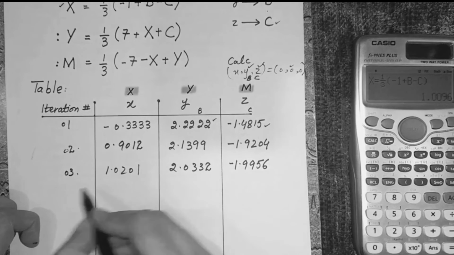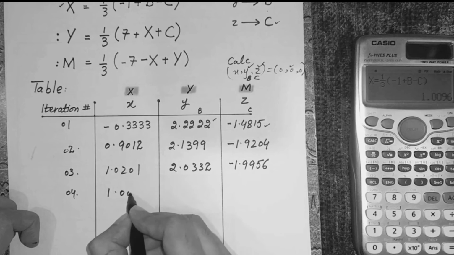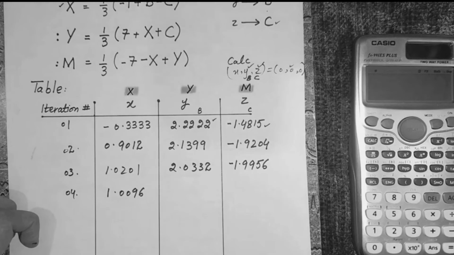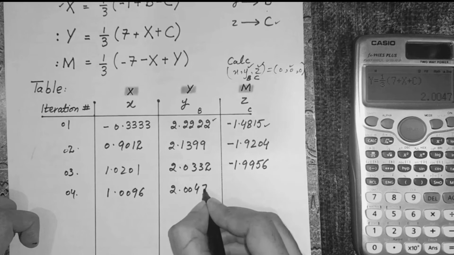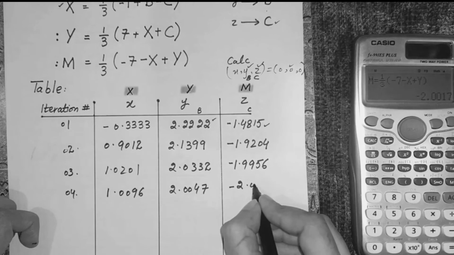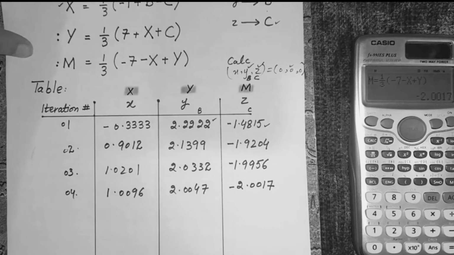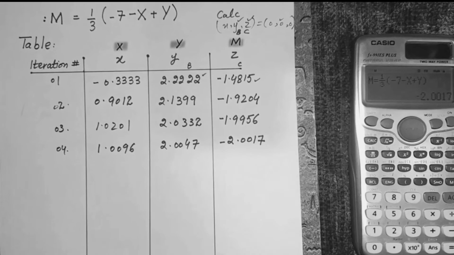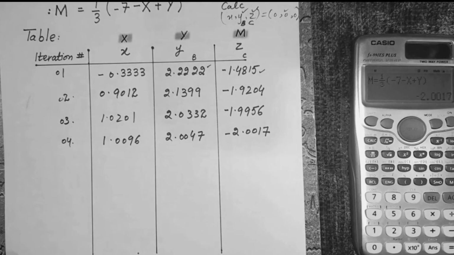So for the fourth iteration, the value of x is 1.0096, the value of y is 2.0047, and the value of m is -2.0017. It may seem a bit complicated for you the first time, but if you really put in effort, it will be really easy for you, so don't worry at all.